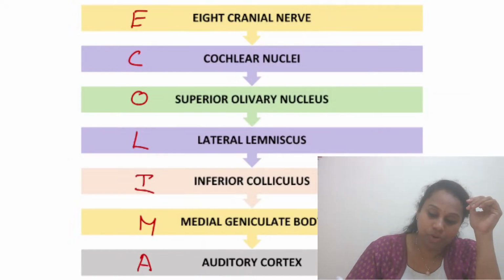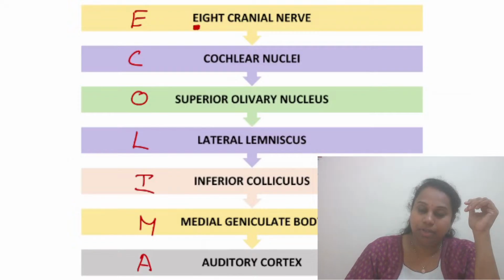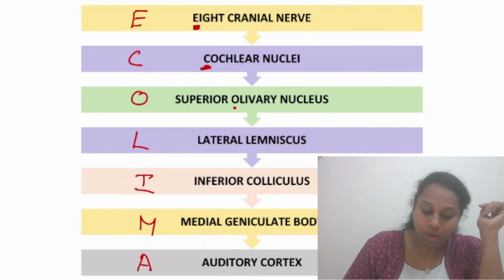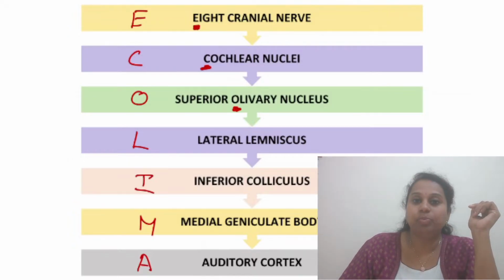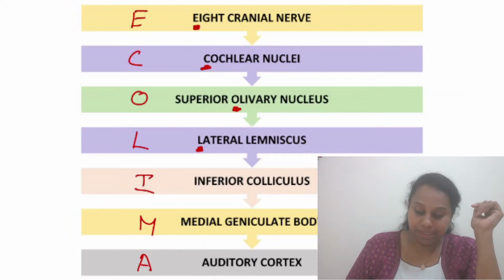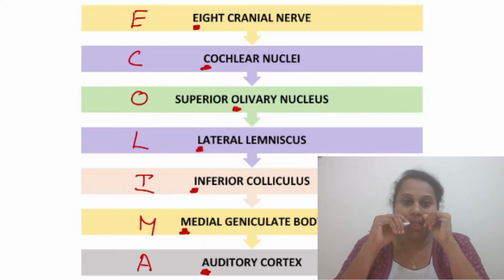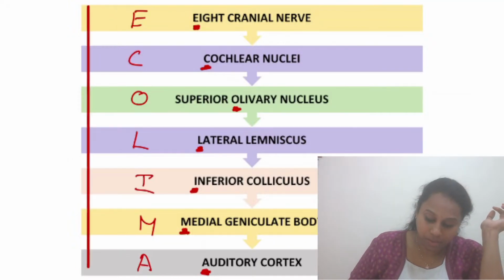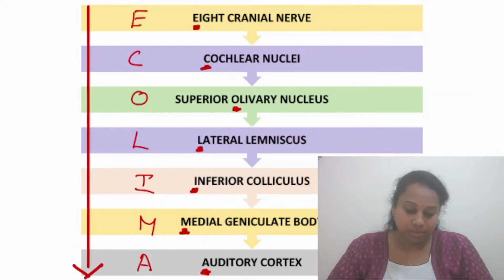E stands for 8th cranial nerve. C for cochlear nucleus. O for olivary nucleus, superior olivary nucleus. L for lateral lemniscus. I for inferior colliculus. M for medial geniculate body. And A for auditory cortex: ECOLMA. So this pathway is called ECOLMA. This was a sequence-based question which was asked.